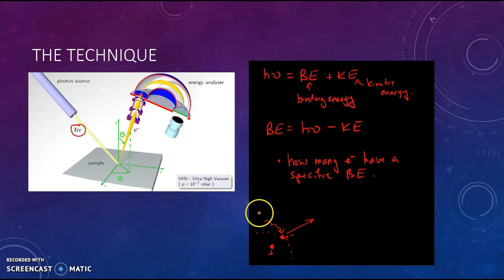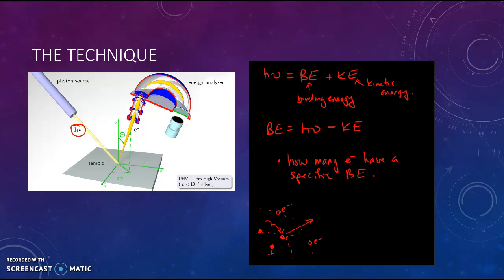Because if we have a shell here, and then maybe a couple electrons in a shell out here, we would expect these electrons to have a different binding energy because they're further away from the nucleus, right? This will have a lower binding energy than this electron right here. So maybe we have 2 electrons here, 2 electrons here. And what photoelectron spectroscopy will allow us to see is how many electrons have certain binding energies, okay?